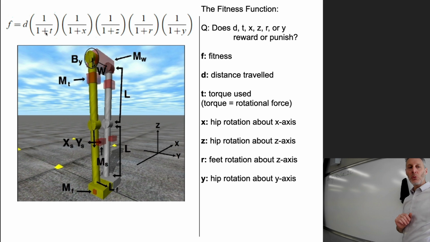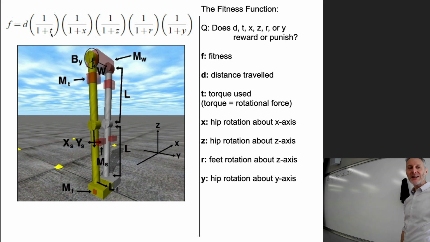So why 1 over 1 plus? The best way to think of the penalty is you define some quantity, which in this case is T, or torque. Torque is the amount of force. It's always positive. The more of that stuff, the worse the behavior is. So when you're trying to quantify the bad things that your robot is doing, come up with a variable that you can capture and measure in the physics engine. Make sure that that variable is always positive, and the more positive it is, the worse the robot is doing.